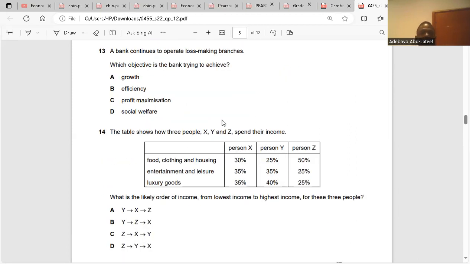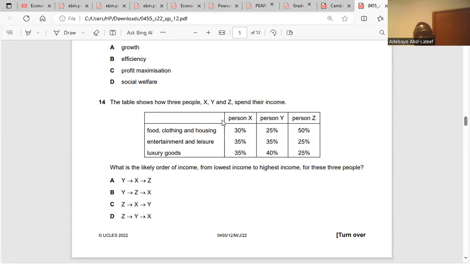Question 14. The table shows how 3 people, X, Y, Z, spend their income. We should order the income from lowest to highest. Bear in mind, lowest income earners spend the highest proportion of their income on basic needs. Middle income earners spend the largest proportion on entertainment or leisure. Highest income earners spend the highest proportion on luxury. So Z represents basic, X represents middle, Y represents luxury. So it is ZXY, which is C.